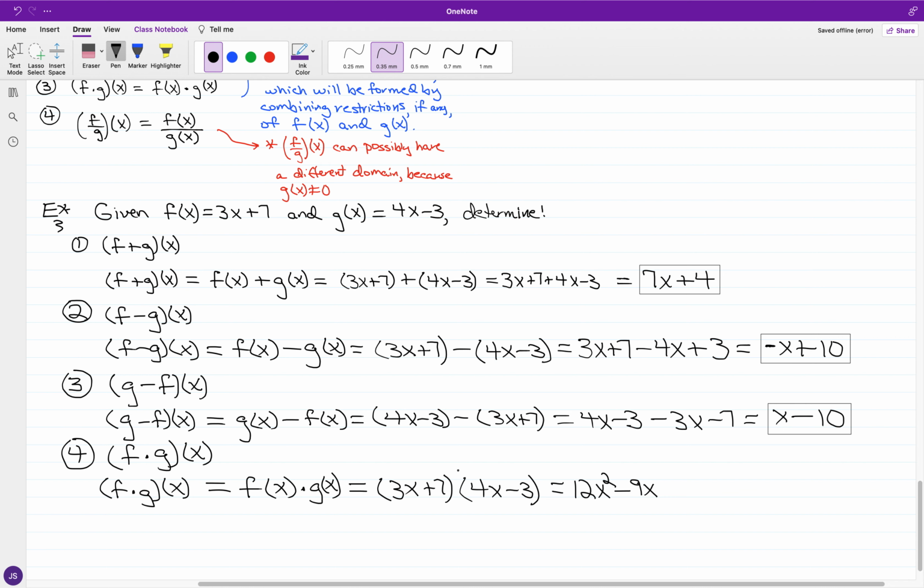Inside product, we have 7 times 4x. So we have 28x, and then we have 7 times negative 3 is a negative 21. And combining the middle two terms, we end up with the trinomial, whereupon we have 12x squared plus 19x minus 21.